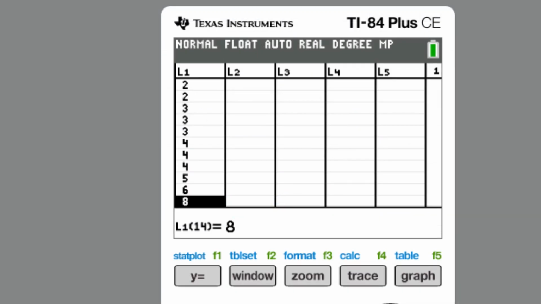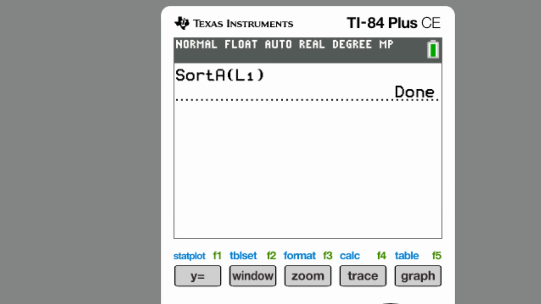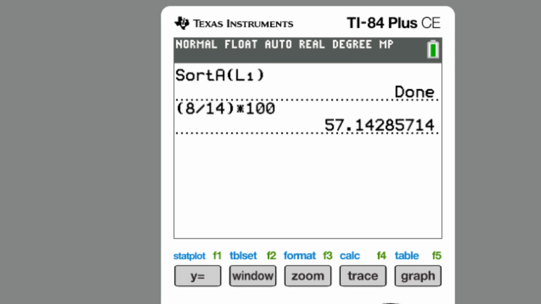All right. And I got to go back to my TI and you go, okay, parentheses, 8 divided by 14, close that, times 100. And what did you guys get? What is this?